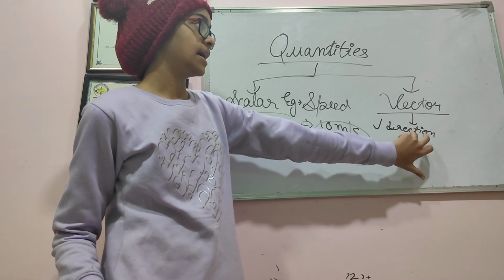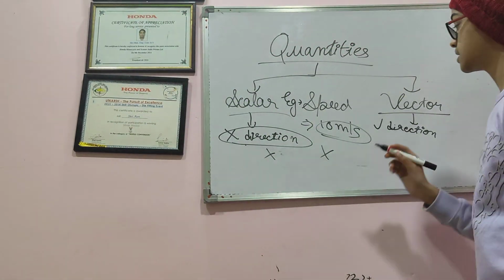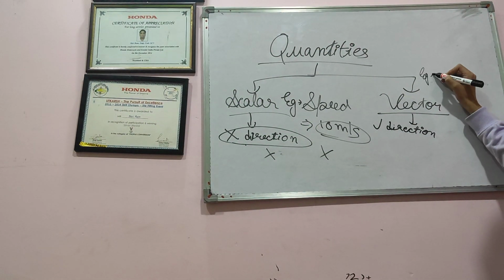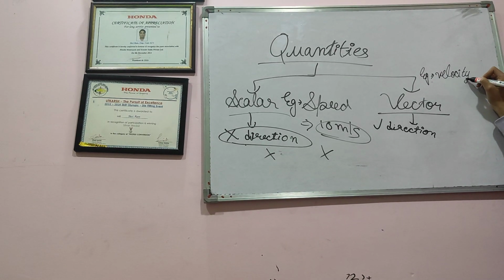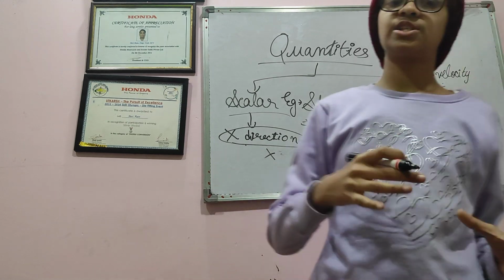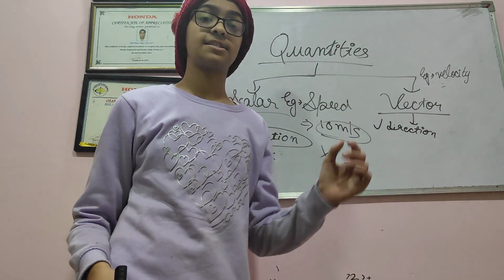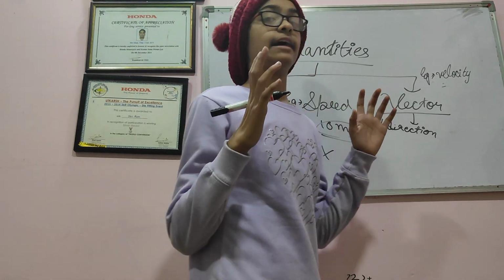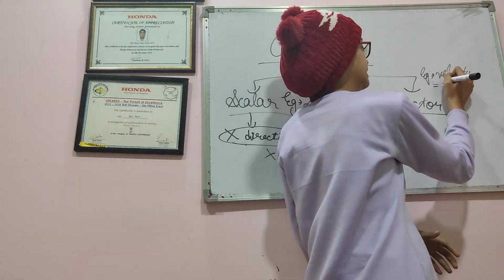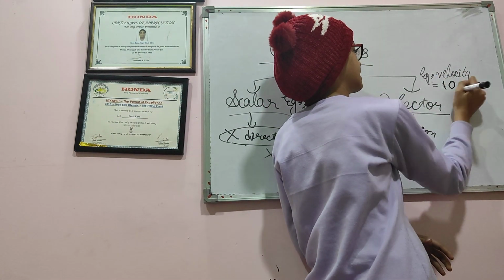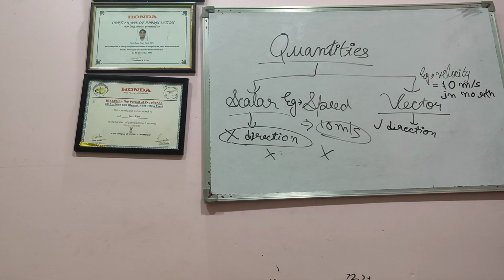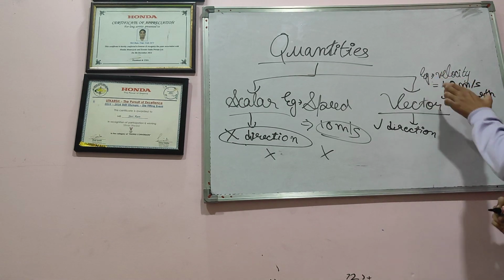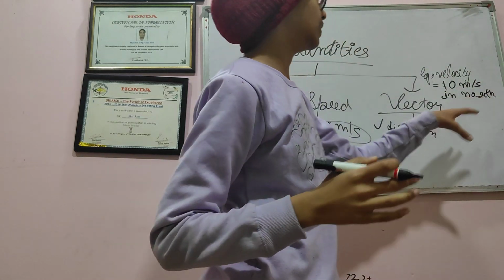Now vector. Example of vector is velocity. Velocity. How? If I ask you the speed, you will just simply say 10 meter per second. But if I ask you the velocity, you will tell the direction also. Like 10 meter per second in north. I hope you are able to see this part of the board. Okay. So velocity example is 10 meter per second in north.